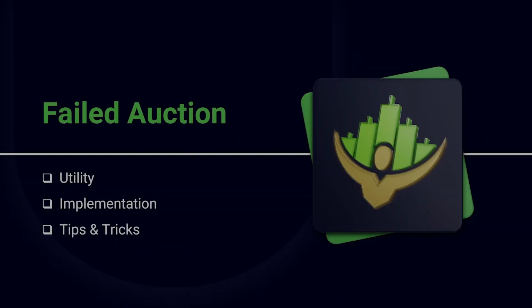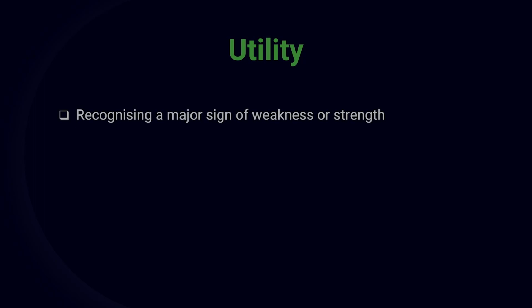So today we are going to be covering failed auctions, starting off with the utility, then moving on to the implementation, ending with the tips and tricks. So first of all, I'd like to cover the utility and, in my opinion, why these are so powerful trading setups. The failed auction has the ability to recognize a major sign of weakness or a major sign of strength.